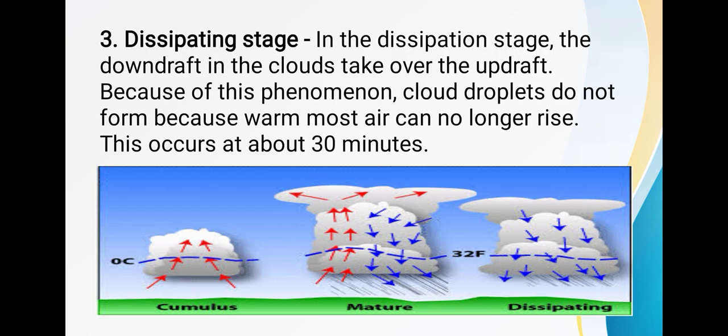And of course, we have here the last stage, which is the dissipating stage. In the dissipating stage, the downdraft and the clouds take over the updraft. Because of this phenomenon, cloud droplets do not form because warm air can no longer rise. This occurs for about 30 minutes. And in this dissipating stage, we might experience a strong fall of water, or strong rain.